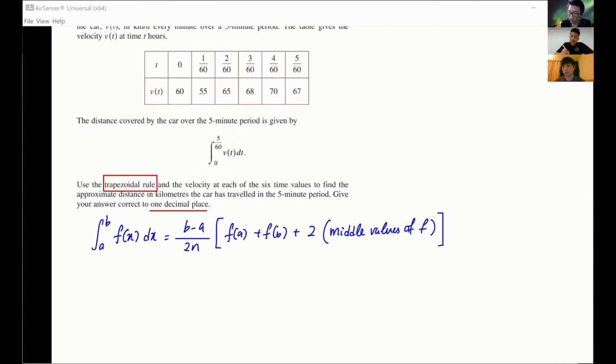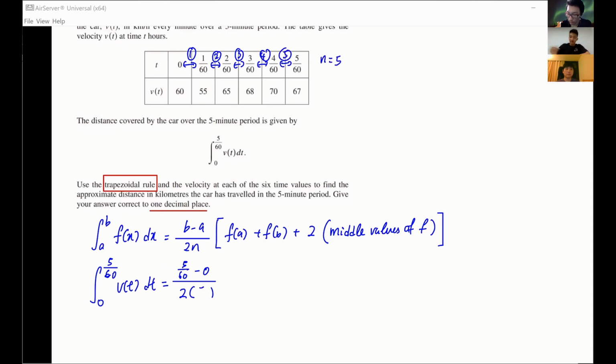equation, sorry, this integration. So let's write it down. Integral from 0 to 5 over 60 of V(t) dt. Now we have our a is 0, our b is 5 on 60, so copy down 5 on 60 minus 0, divided by 2. Now the n is the tricky part. The n is the number of intervals between the data. So you have 1 interval, 2 intervals, 3, 4, and 5. So the n is 5.